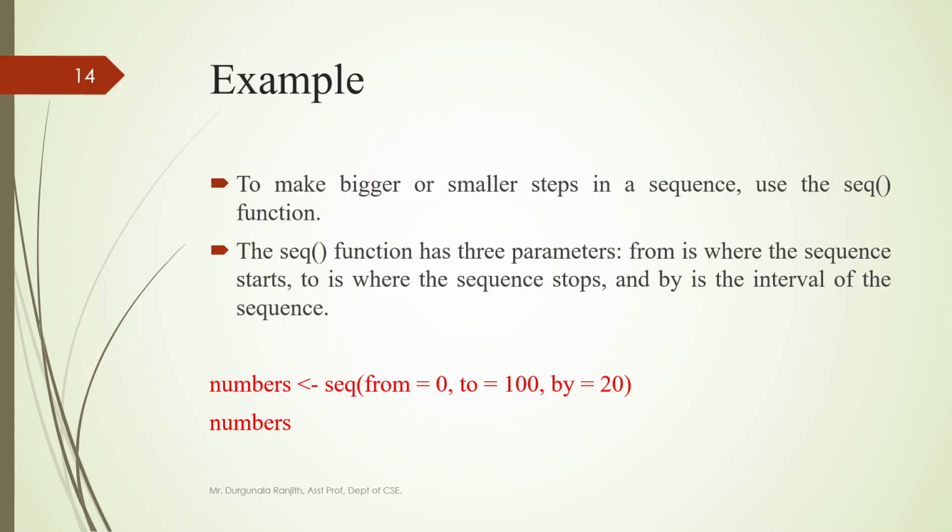And one more thing is the seq function. Suppose you want to make bigger or smaller steps, so you have to use the sequence function, and this function has three parameters. So first one is the from parameter, means from where you need to start. For example, A section students start from 1. Suppose B section students start from 61 and so on. So you have to give the from value, and also you have to give the to value, means where you have to stop that particular sequence, and also you need to give the by. By represents the interval of the sequence, 1 or 2 and so on.